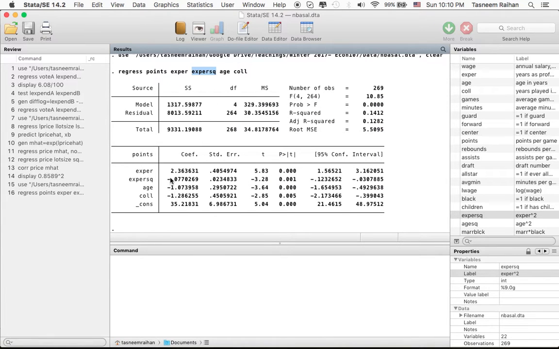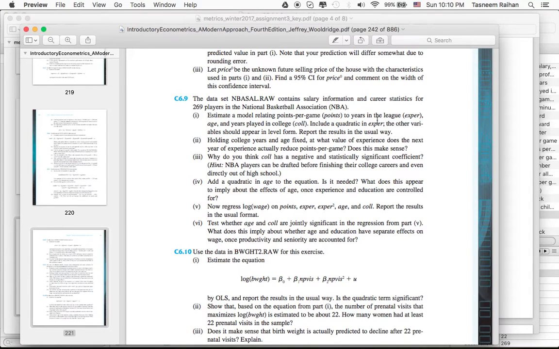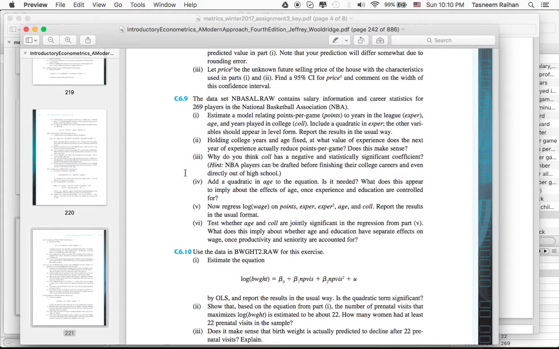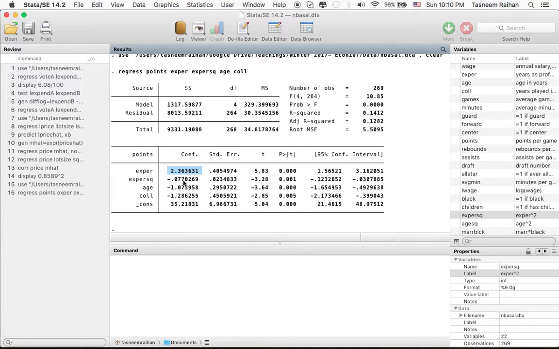So let's have a look at the coefficients. It seems like experience, exper, is years in the league. How many years a player has played in the league? It seems like it has a positive effect on the points per game. And experience squared has a negative value. And age seems like it has a negative impact on the points earned. Okay, so let's go to the next question now.